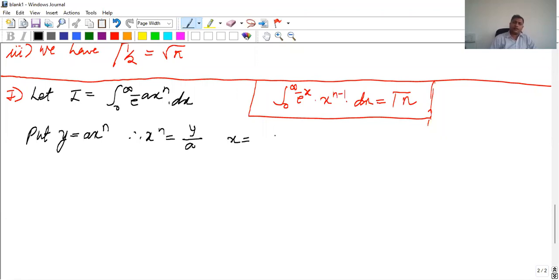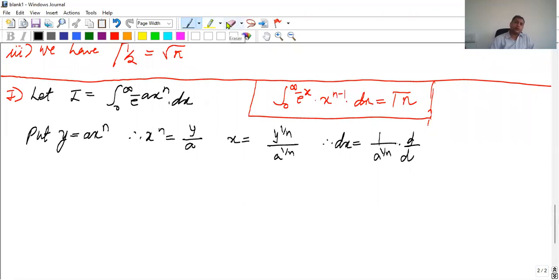And what will we have for x? It will be y raised to 1 by n on a raised to 1 by n. So this is x we can have. Now, think of the derivative dx. So this term we are able to replace. What will be dx? So we can have dx is equal to 1 upon a raised to 1 by n, a is constant, and we'll be having d by.